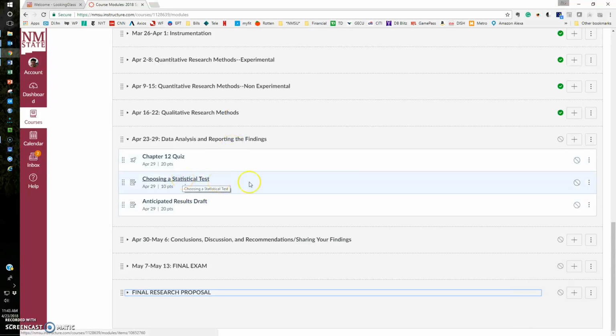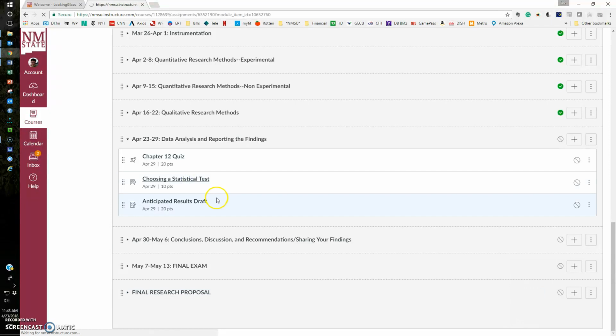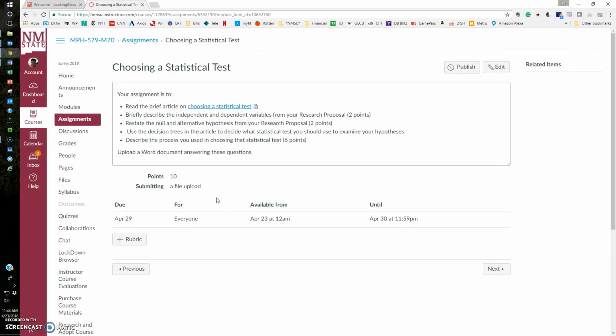The next, and I recommend that you do these assignments in this order because they kind of all build on one another. The second assignment for this week is called Choosing a Statistical Test. And what I'm asking you to do here is read a brief article that is about this topic. The book has some information on it, but I don't think it's as clear as it should be for choosing the statistical test to evaluate your primary or your main hypotheses in your study. So you're going to want to read that article. There's a link to it there.